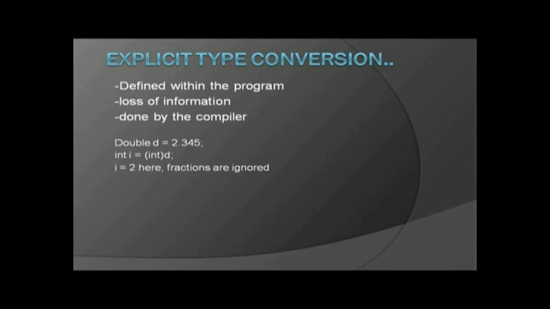Let's consider an example for explicit type conversion. Declare a double type variable called D and assign a value as 2.345. Then declare an integer type variable called I and assign the value of D as above. Here I value is equal to 3. Fraction parts are ignored by the compiler. Here some information will be lost. This is called explicit type conversion.